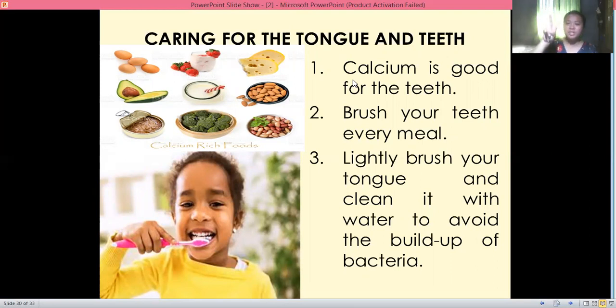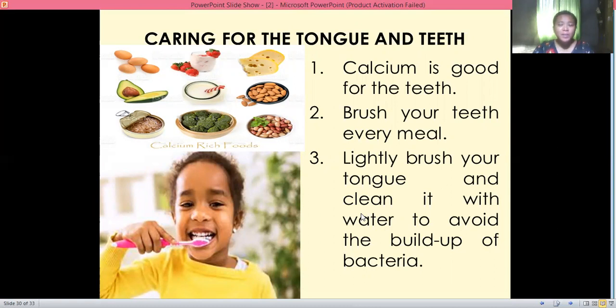Number 2, brush your teeth every meal. Brush your teeth every meal, not once a day. And number 3, lightly brush your tongue and clean it with water to avoid the build-up of bacteria.